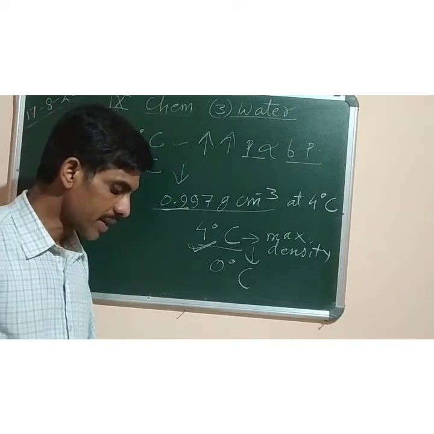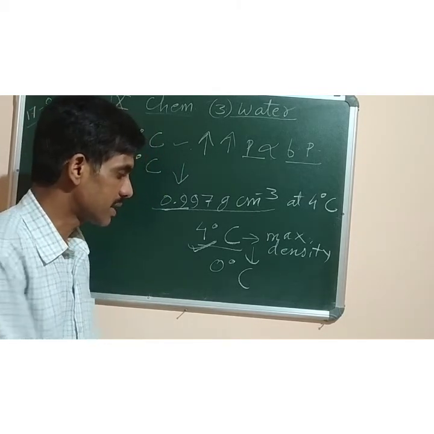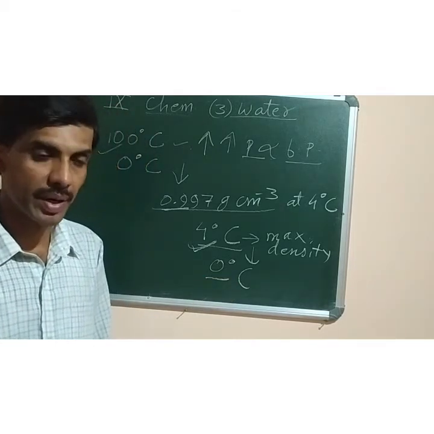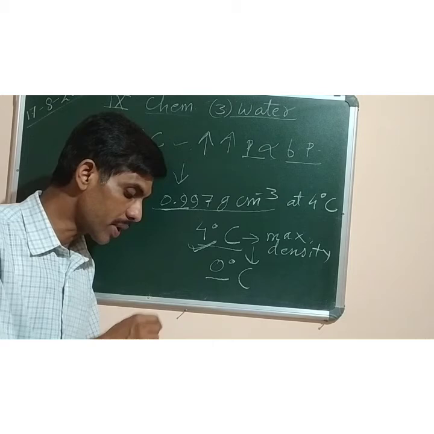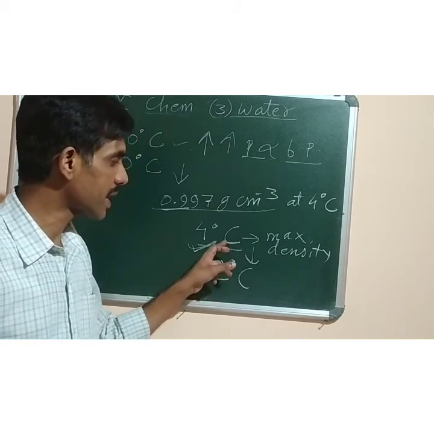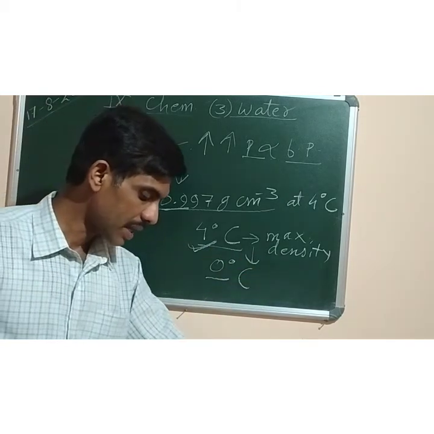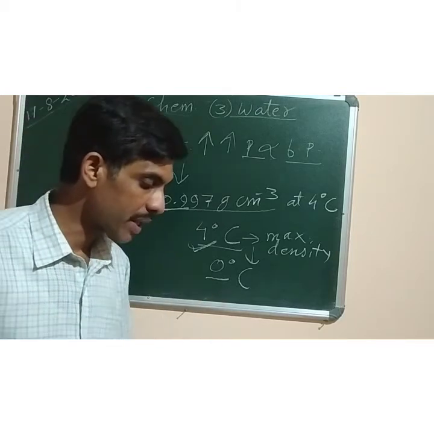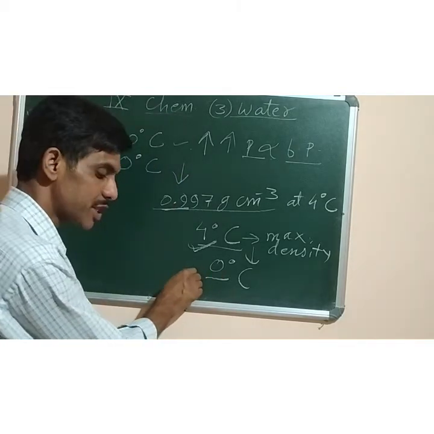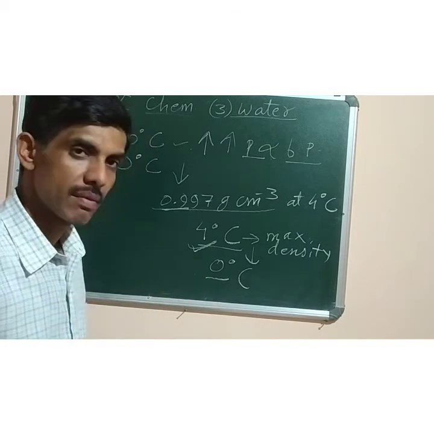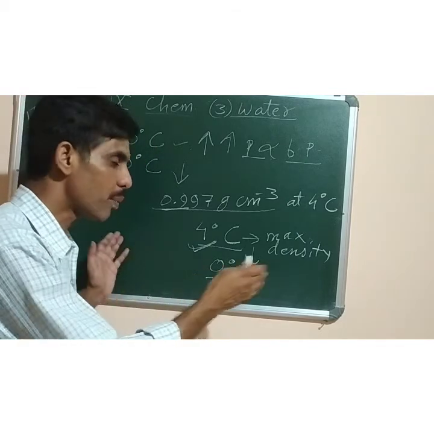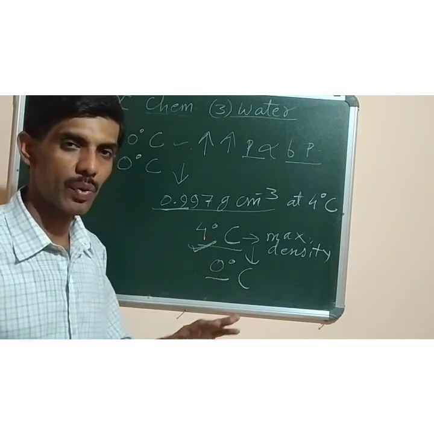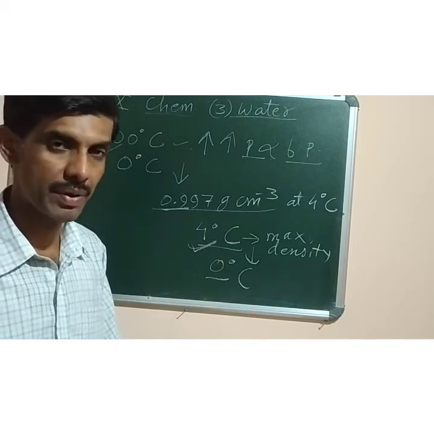It reaches the point at which it freezes into ice. At 0 degrees C, ice will be formed because water will be converted into ice. At 4 degrees C, water has the maximum density and minimum volume. This property of anomalous expansion of water at 4 degrees C helps the aquatic organisms to survive, like fishes and all.